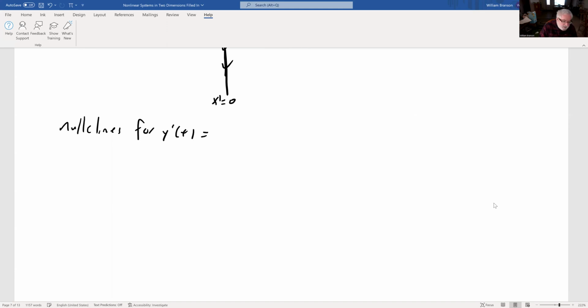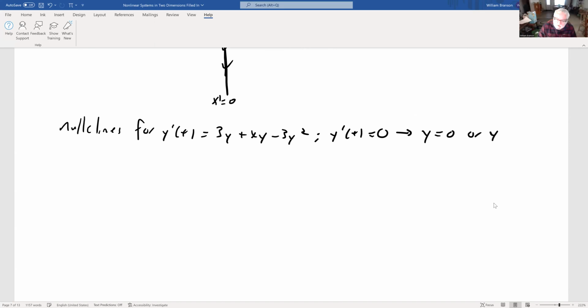And that's 3y plus xy minus 3y squared. And remember that we solved y prime of t equals 0 back when we were solving the equilibria. And so that meant either y equals 0 or y equals 1/3 x plus 1.